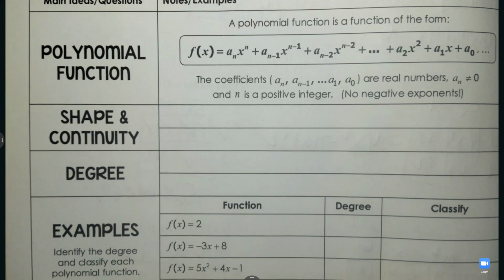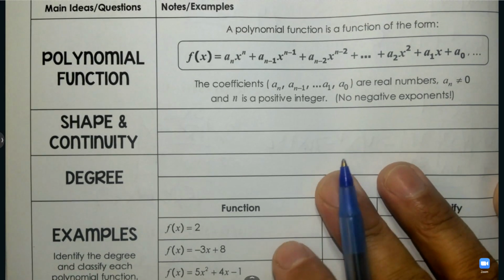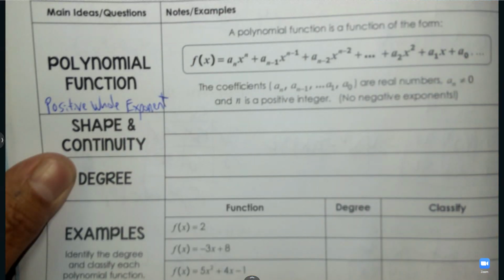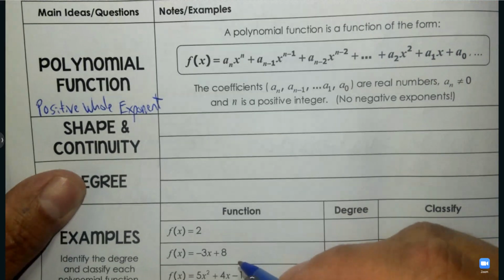All right, here's the lesson on polynomials. First, we need to know what is a polynomial. The best way to understand it is by looking at all the exponents in the equation and seeing if all the exponents are positive whole numbers. If every exponent is a positive whole exponent, then it's a polynomial.